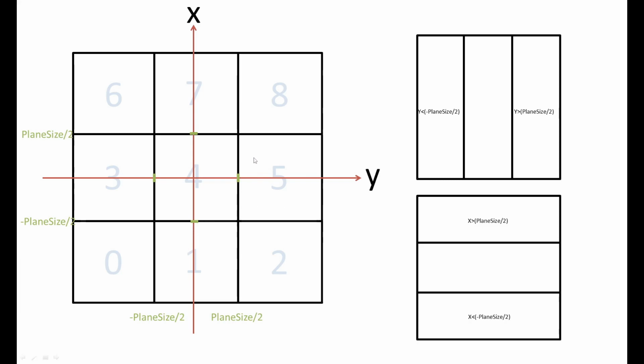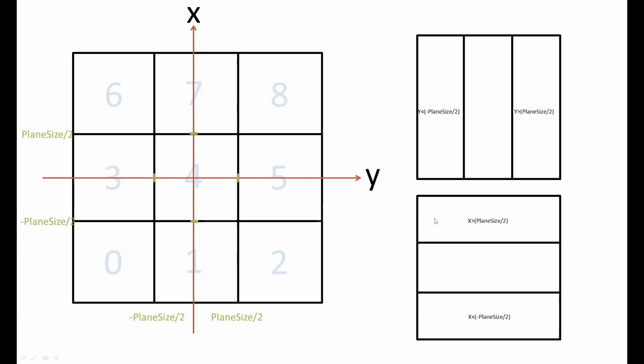To find the location, we need two conditions. First is y and the second is x. For the plane that has index 4, it is the center of this square. If y is less than minus plane size divided by 2, the plane is on the left side. It has 0, 3 and 6. If it's greater than plane size divided by 2, it is 2, 5 or 8. And if these two conditions are false, we get the middle row.